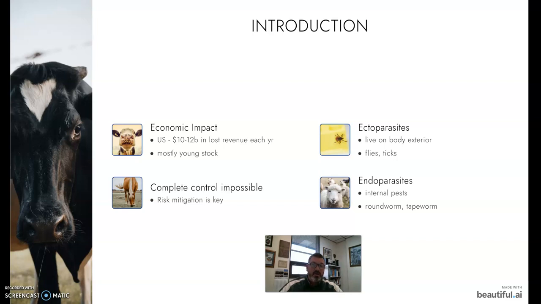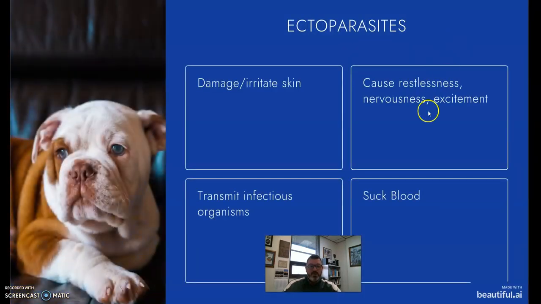We're going to break out and talk about two different parasite categories: ectoparasites that live on the body exterior, like flies and ticks, and then, of course, endoparasites, which are your internal pests that we have to worry about from a number of different ways. So let's focus first on ectoparasites.